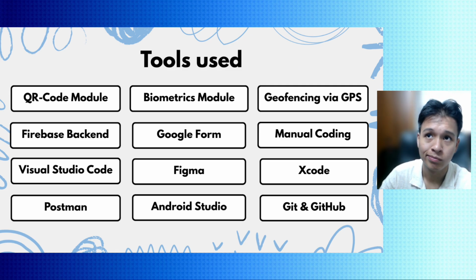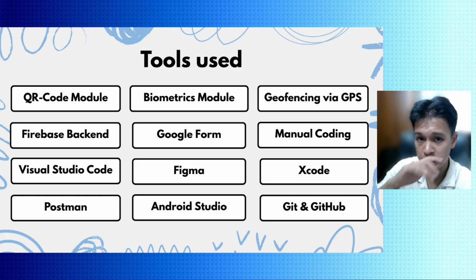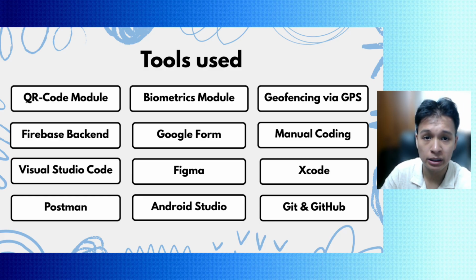So let's discuss the key findings and implications of the study. MSU eHadir was designed to tackle the limitations of traditional attendance systems by integrating multi-factor authentication such as QR code, face recognition, fingerprint, and also geolocation.